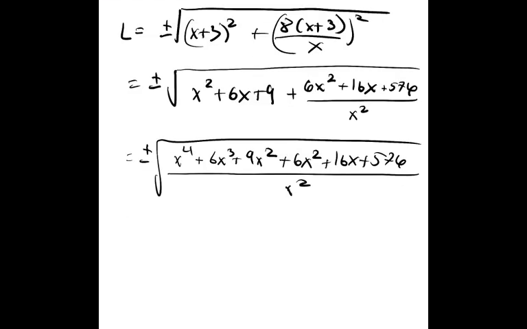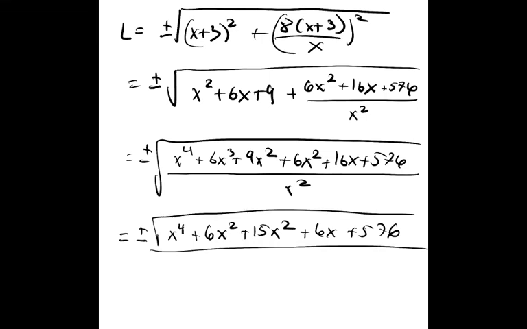If we combine like terms, we got this x to the 4, I think this persists, 15x squared, 16x, and 576. I don't know that I'm able to factor that. We're going to have the square root of this over the absolute value of x, essentially, because when you take the square root of something squared, it forces it to be positive.